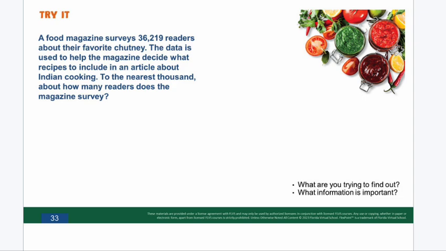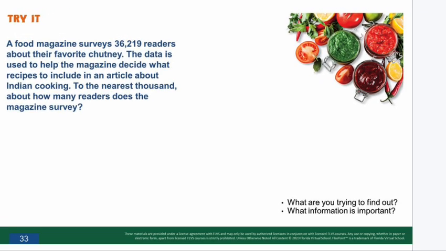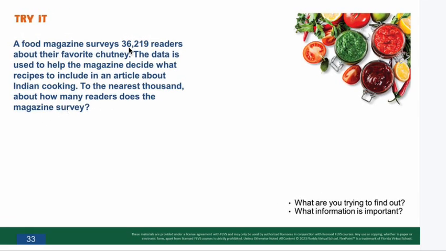It says a food magazine surveys 36,219 readers about their favorite type of chutney or sauces. The data is used to help the magazine decide what type of recipes to include in an article about Indian cooking. To the nearest thousand, about how many readers does the magazine survey?